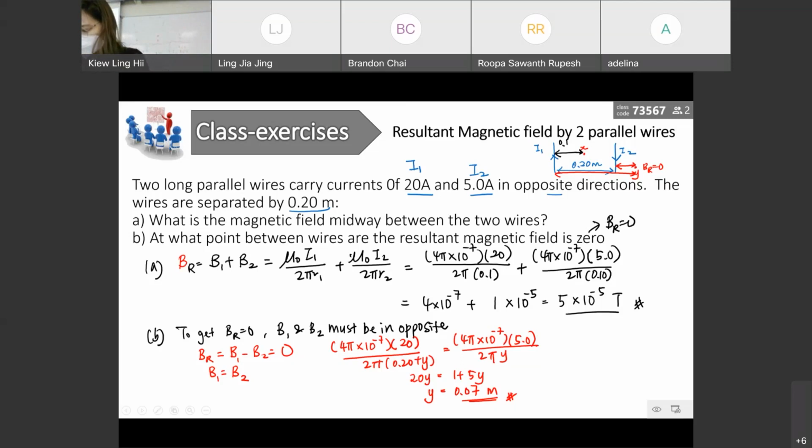So I give you 5 minutes to digest the magnetic field first, then we will move on to magnetic force. 5 minutes, come back at 9:24.